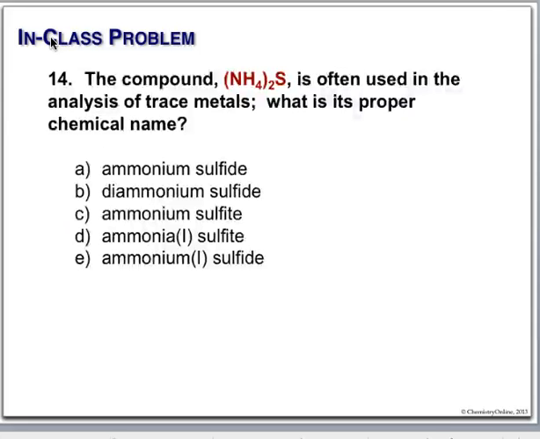All right, we have a compound. We have 2 NH4s and 1 sulfur. What is the proper chemical name? First thing you have to decide here is, is this going to be molecular or ionic? What is NH4 plus? The ammonium cation, right? It's the only positive polyatomic we need to know right now.